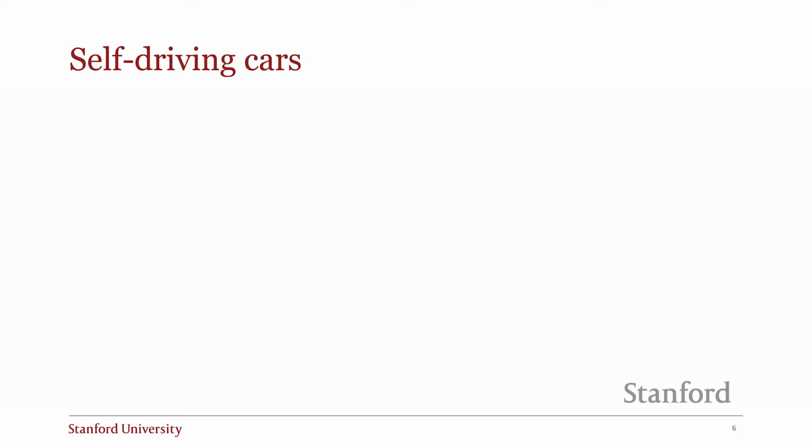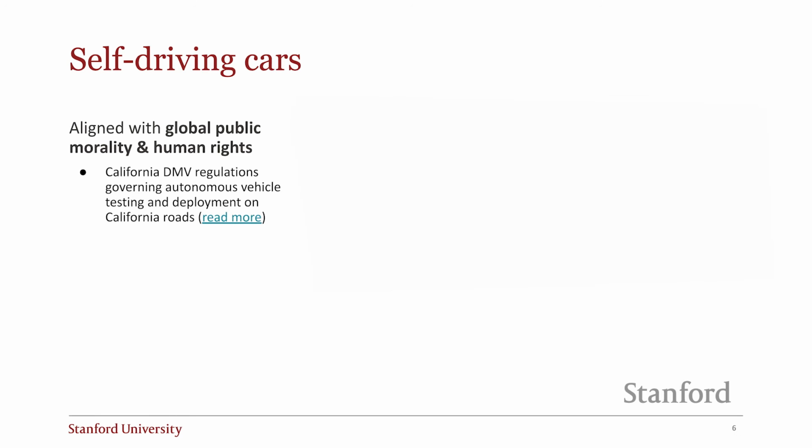Now, let's take a look at those three principles in practice to help make those definitions a bit more concrete. Consider self-driving cars. If we are aligning values with the global public morality and human rights framework, we might consider existing regulations set by government entities. For example, the state of California Department of Motor Vehicles has a set of standards defining specific terms related to autonomous vehicles, requirements for testing permits, and requirements for test drivers.